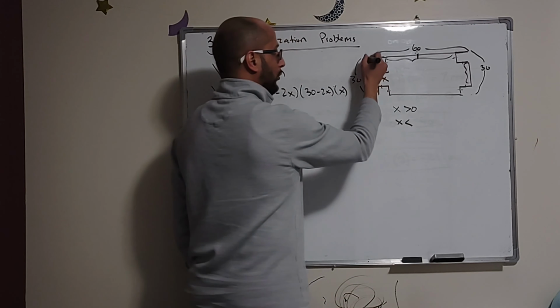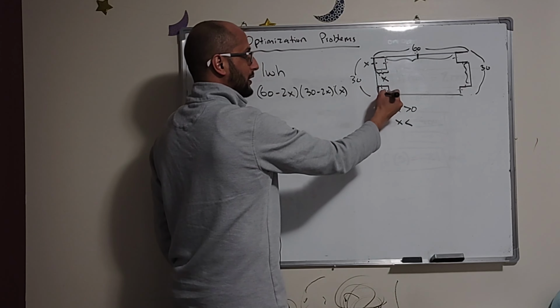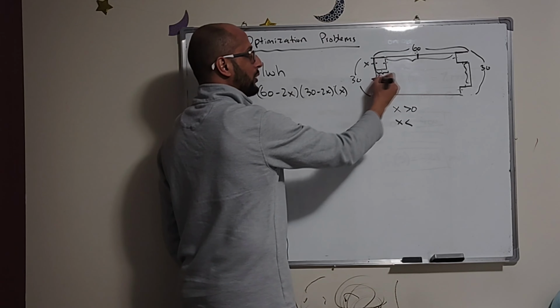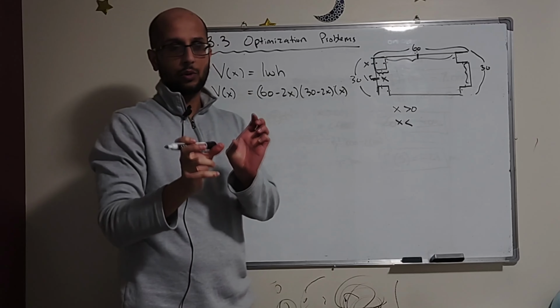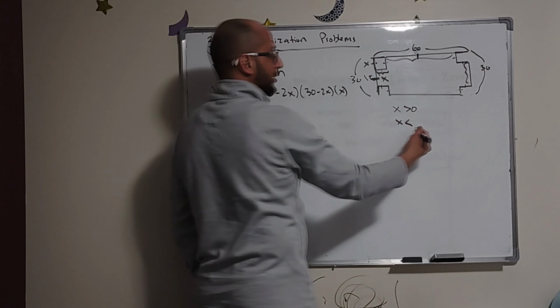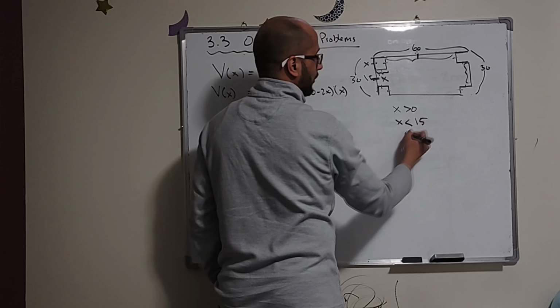But for this part, which is 30 centimeters as it is, what can we cut from 30? We can't cut more than 15, because if we cut more than 15, those two are not equal anymore. We can cut 15 from each side, which means x has to be less than 15.